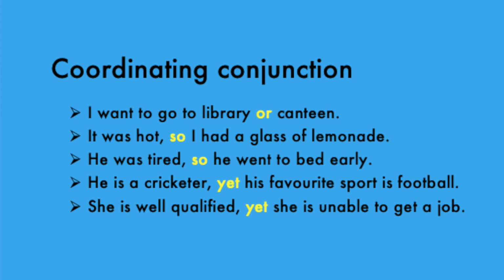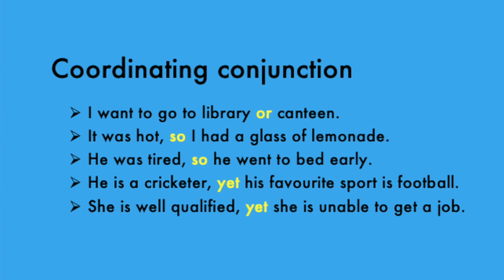The conjunction so is used to join ideas which express cause and effect. For example, it was hot, so I had a glass of lemonade. He was tired, so he went to bed early. Here in these sentences, we used a comma because we connected 2 independent clauses in each sentence. It was hot. It's an independent sentence. I had a glass of lemonade. It's also an independent sentence.